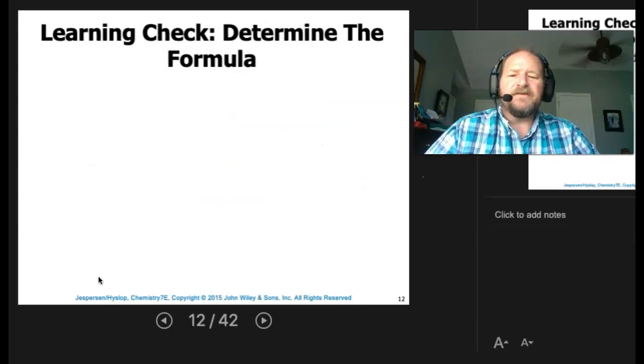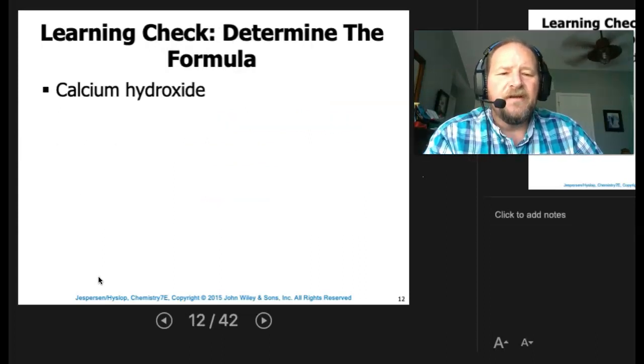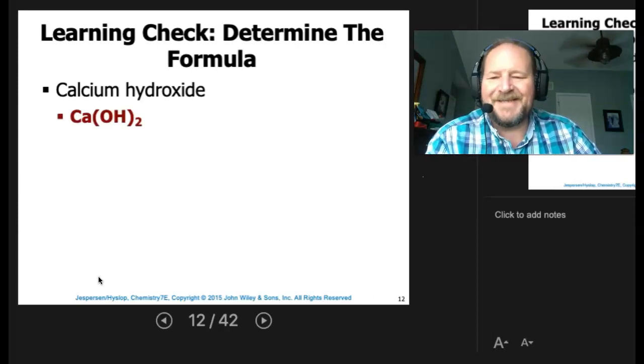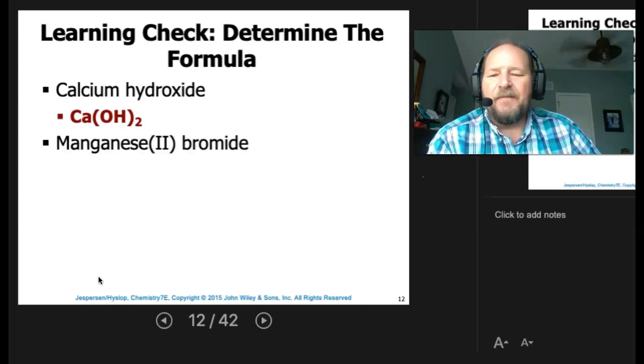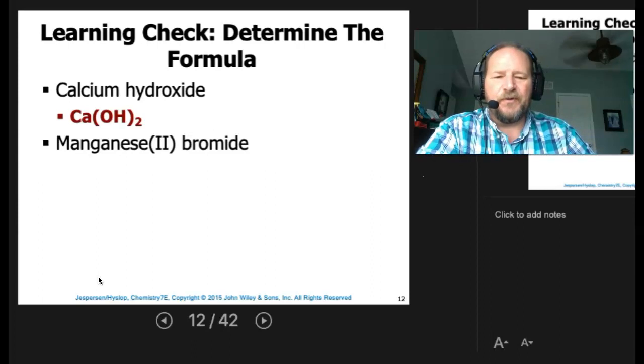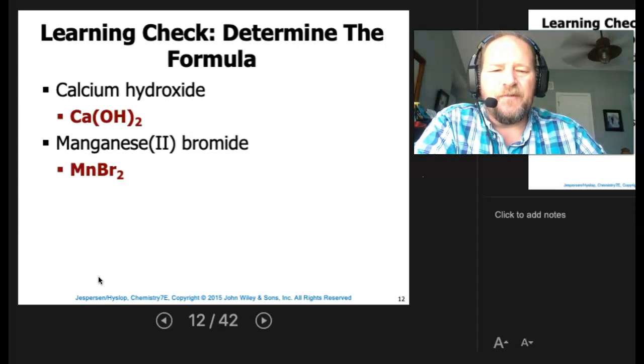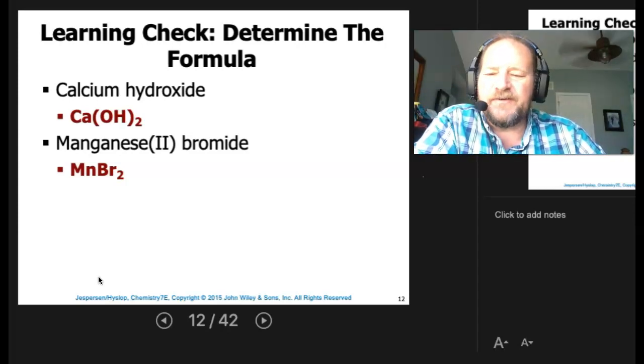All right, so learning check, determining your formulas. So calcium hydroxide. I'll give you a second here. You can pause if you need to. And hopefully you came up with Ca(OH)2. How about manganese 2 bromide? And hopefully MnBr2. Right, the Roman numeral 2 tells us the manganese is a +2. We know bromine is a -1, and we can crisscross those.